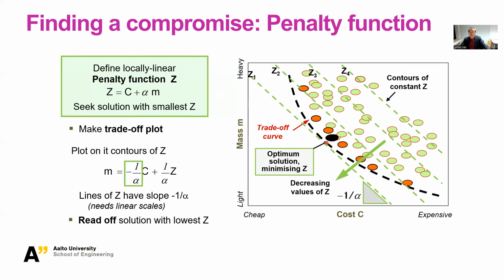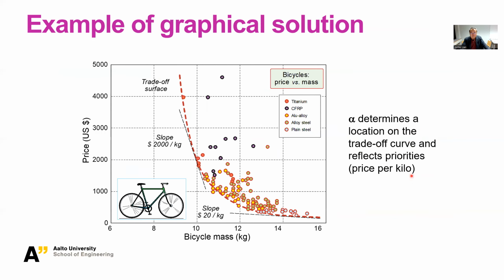So basically, to find your desired selection of the material, you formulate a trade-off function to help you find your guy from this trade-off front or trade-off surface. All right.